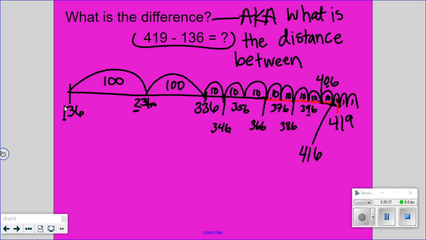I don't have enough room. All right, let's start counting at what we got. We've got 100, 200, 210, 220, 230, 240, 250, 260, 270, 280, 281, 282, 283. What's the distance between those two numbers? 283.